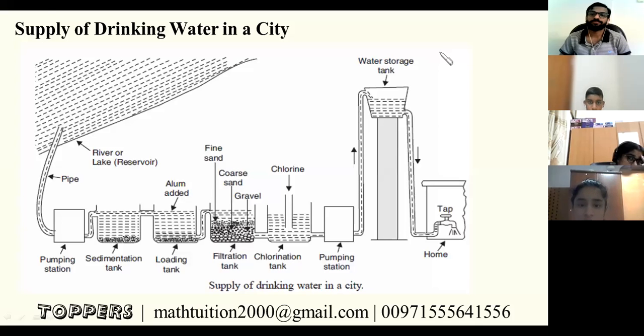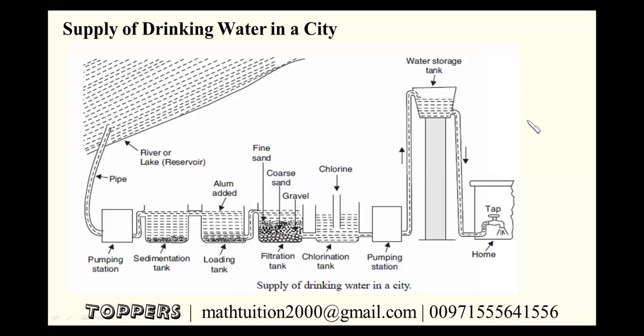Supply of drinking water in a city. This is a mini model of the purification of water and how it is supplied in the city. What are the different parts we have? Tell me.